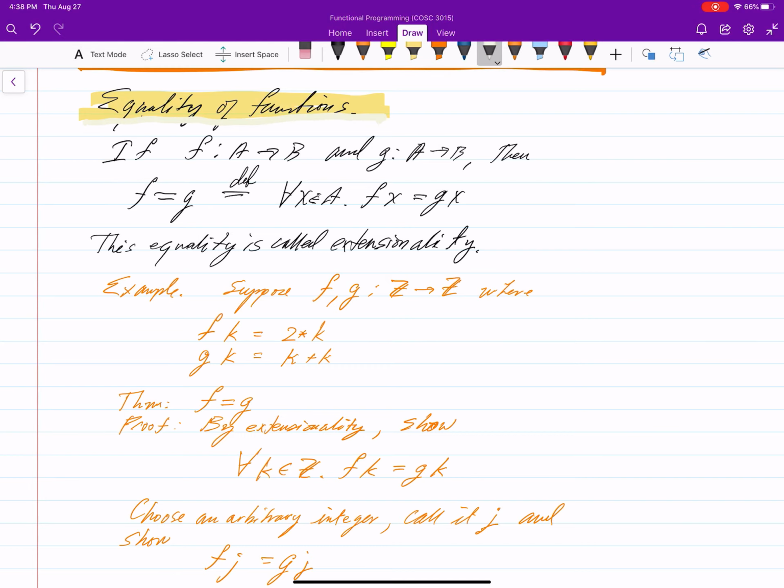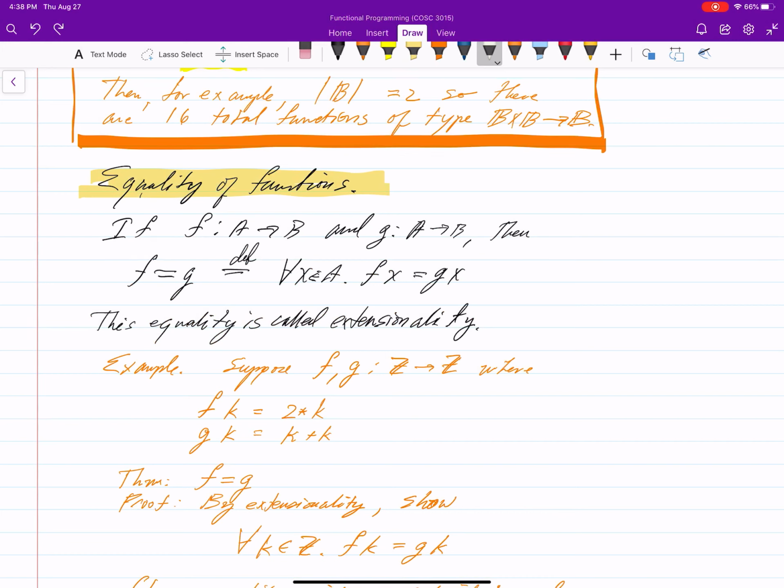Okay, so now we come to this very important topic, equality of functions. What does it mean for two functions to be equal? So if f is a function from A to B and g is a function from A to B, then f is equal to g by definition if every input x, every element of the set A, gets mapped to the same value by f and g.